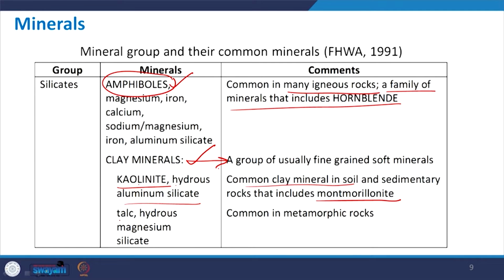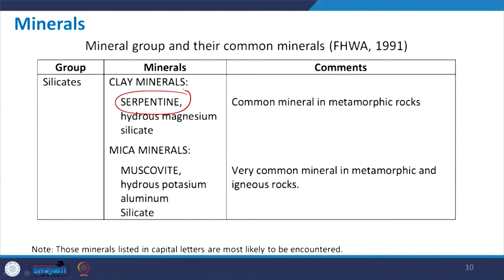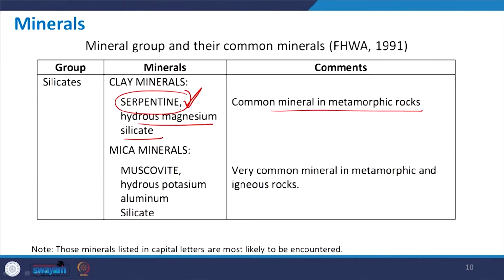Then the next category is talc, hydrous magnesium silicate, which is quite common in the third type of rock, the metamorphic rock. Now going ahead, the next type of clay mineral is serpentine, which is hydrous magnesium silicate, and this is common in metamorphic rock. From this table you should be able to understand which mineral is common in which type of rock. I have listed all of these, so keep in mind that this mineral is very common in metamorphic rocks.